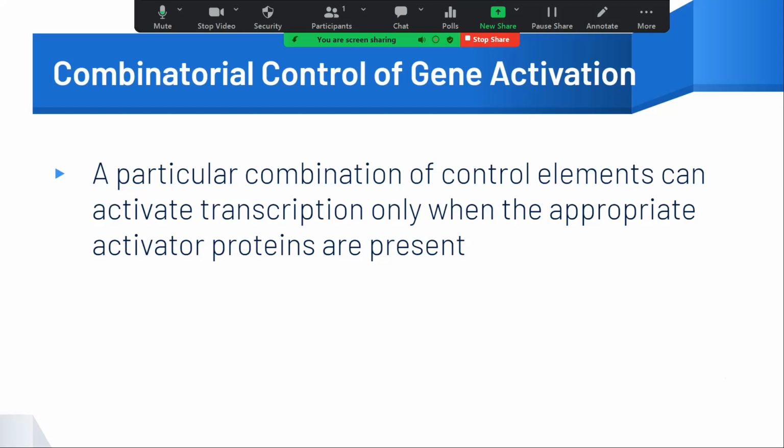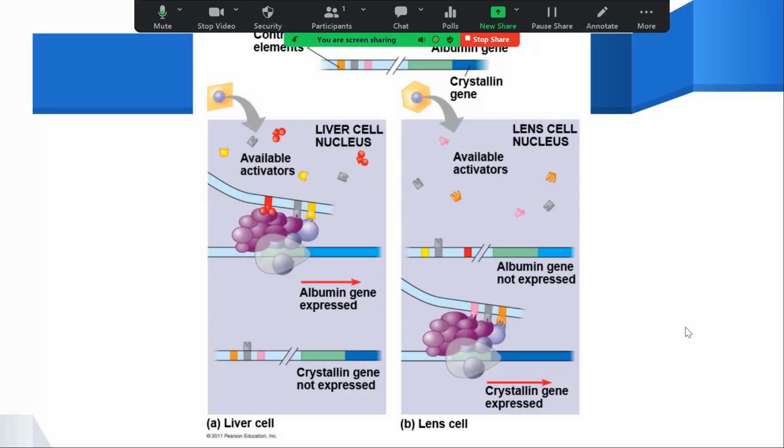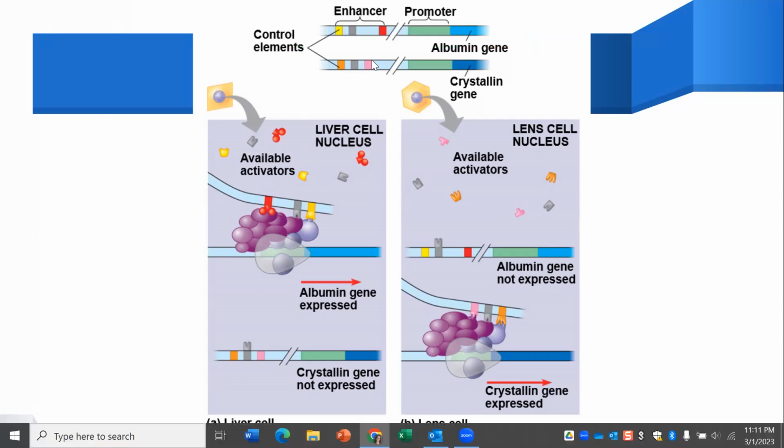So the control elements are going to activate transcription, but only when the appropriate activator proteins are present in the cell. So not all activators are present at all times. And so it's not going to fold over and do transcription all of the time, only when those activator proteins are present in the cell. So different cells are going to have different activators present in the cell, and certain cells are going to have certain activators present at certain times.